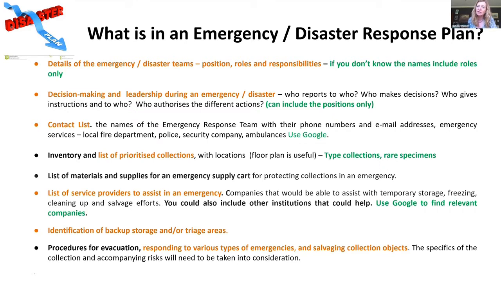And then a contact list, a list of all the emergency response teams. Again, you might not have everybody's cell phone numbers. It's fine.